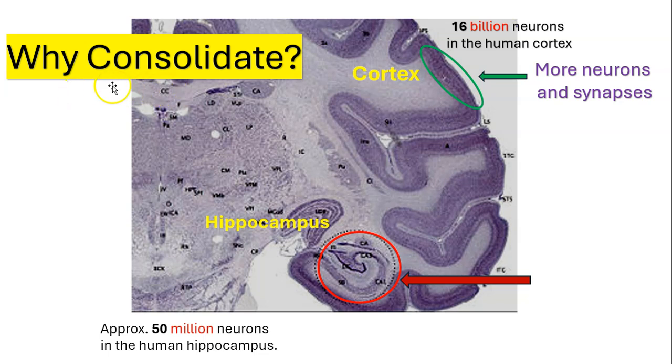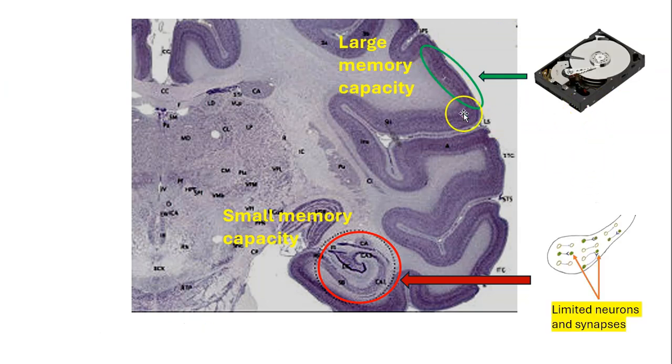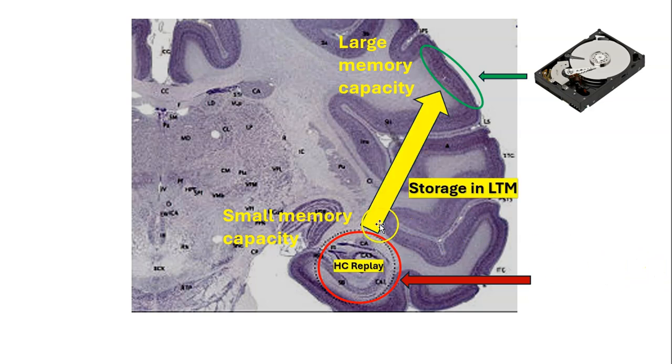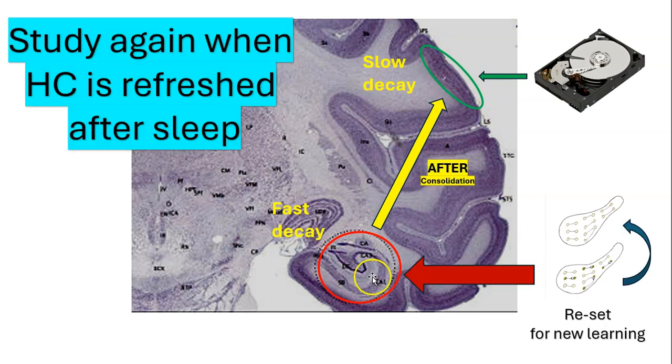So let's pause here and review again why it is that we go through this memory consolidation process during sleep. Let's take a look at the numbers. Approximately 50 million neurons in the hippocampus, 16 billion neurons in the cortex. So we've got more neurons and synapses in the cortex, more storage capacity. So again, the cortex is a larger memory capacity system, and the hippocampus a small memory capacity system, with a limited number of neurons and synapses. So this is why we have to do consolidation, to take these hippocampal memory traces and use them during sleep to strengthen the cortical memory traces and then refresh the hippocampus for new learning. So we better do this consolidation, get the memories stored well in the cortex, because we've got to weaken the memory traces in the hippocampus.